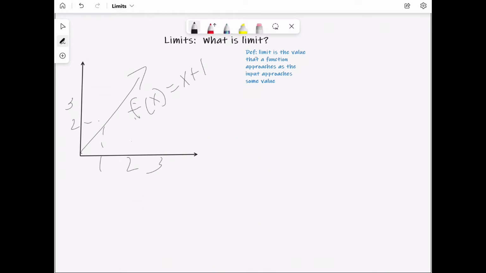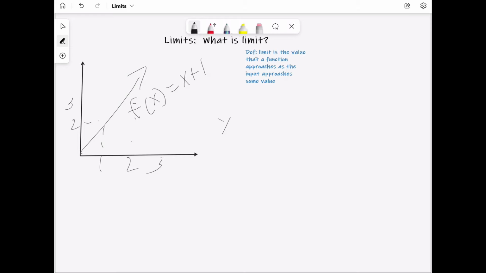Hello. Today we're going to learn about limits and how to solve limits. What is a limit? Well, the basic definition of a limit is that it is a value that a function approaches as an input approaches a value. For example, here we have a function, I graphed it. We have a function f of x.